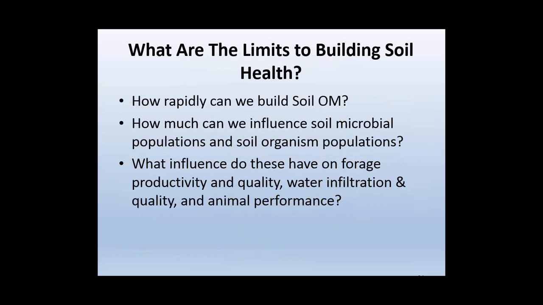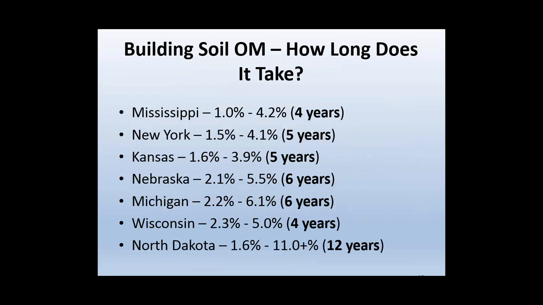And so there's several questions that we can ask. We can ask, how rapidly can we build soil organic matter? How much can we influence soil microbial population and soil organism populations through our grazing practices? And then what influence do these grazing practices have on forage productivity and quality, water infiltration and quality, and animal performance? Well, to begin to answer this question, I have included some data that we have put together from a number of different states and different regions of the country.